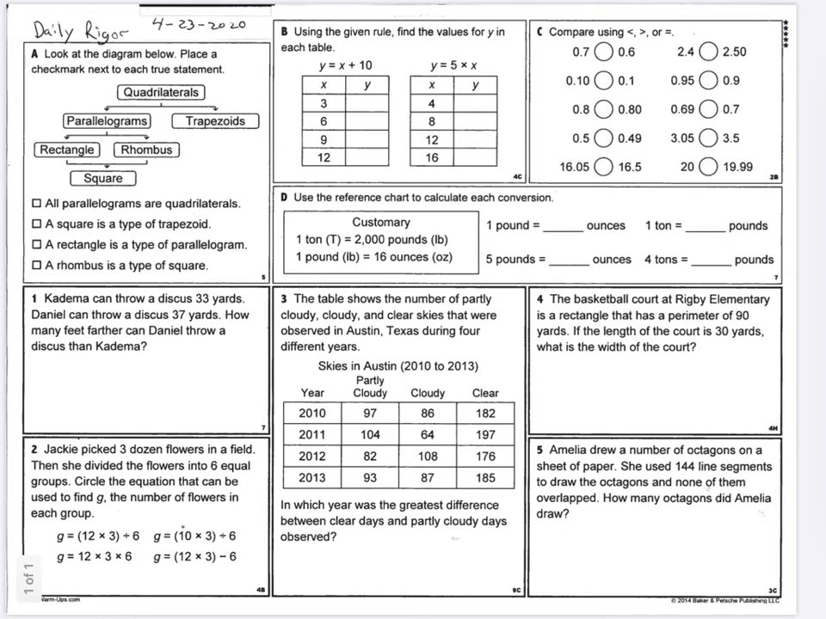All right, and number 5, Amelia drew a number of octagons on a sheet of paper. She used 144 line segments to draw the octagons. None of them overlapped. How many octagons did Amelia draw? Okay, so we don't know how many she drew, but she used 144 line segments to draw the octagons. Well, there are 8 sides on an octagon, right? So this would be a division problem because she has 144 line segments and each picture has 8 sides. So 144 divided by 8 will tell me how many octagons Amelia drew.